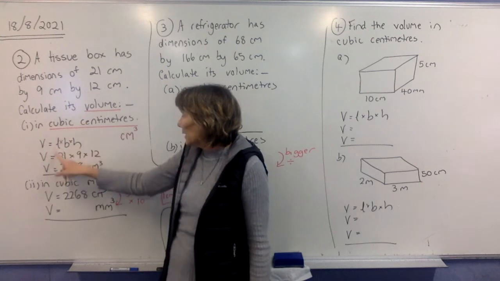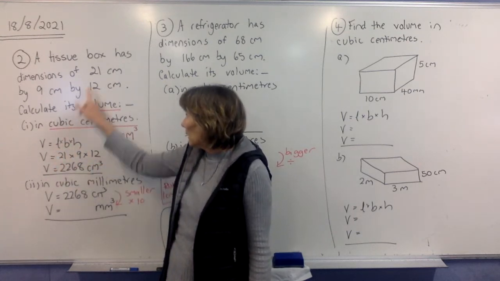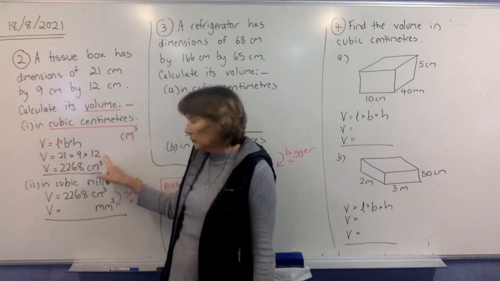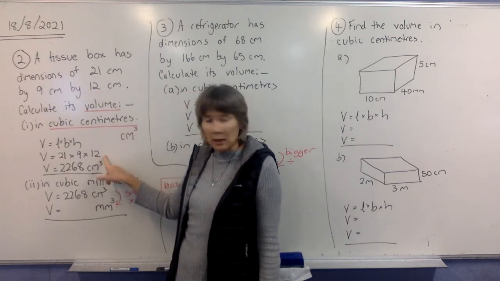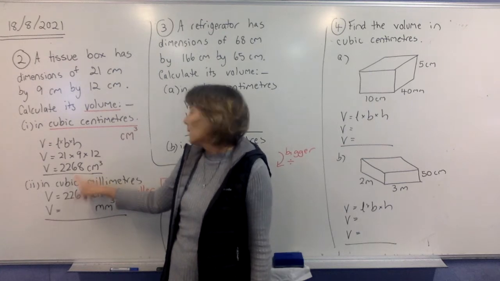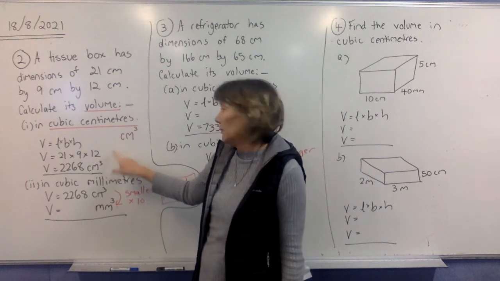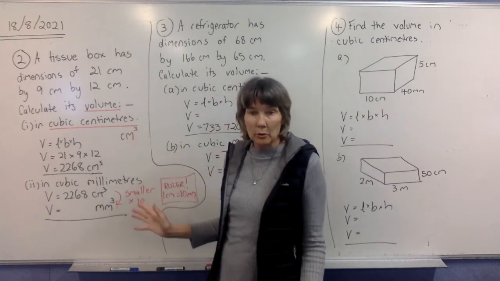So we're going to put in here V equals L times B times H. V equals 21 times 9 times 12. Then when you use your calculator, it will give you 2,268. Then you write on the end centimetres cubed for volume. And that's what they wanted, so that's good.